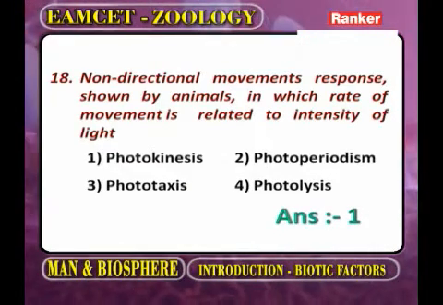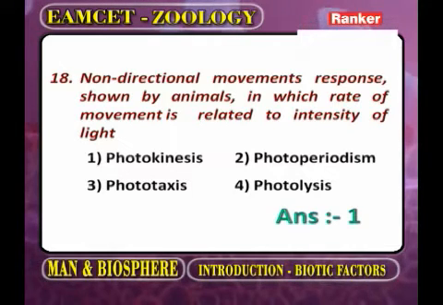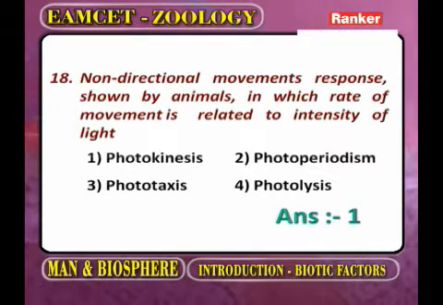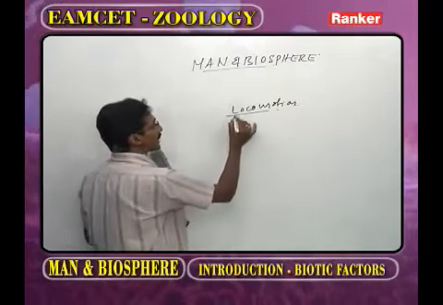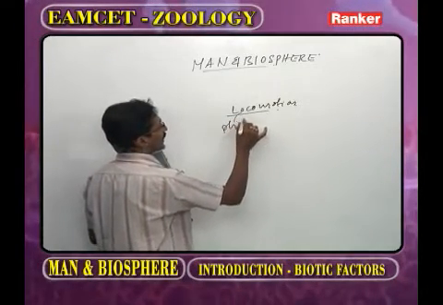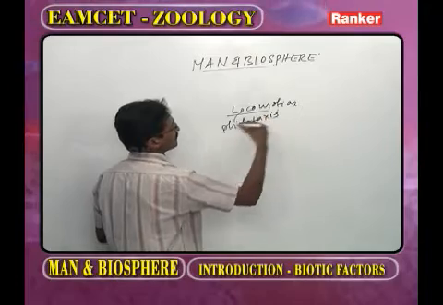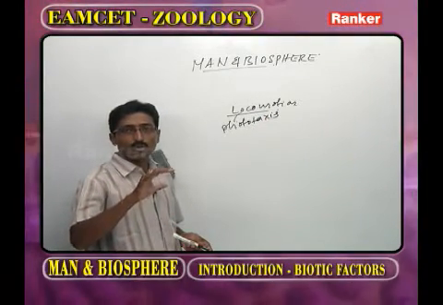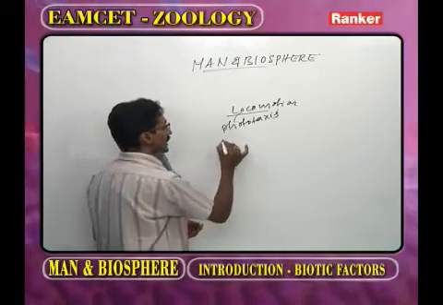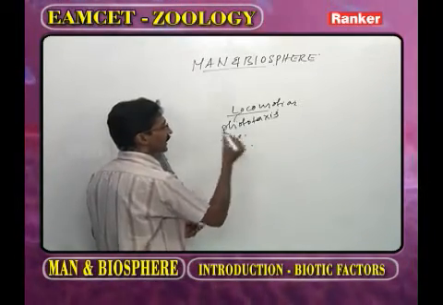Non-directional movements. Non-directional movements response shown by animals in which rate of movement is related to intensity of light. Now, effect of light on locomotion. Under this we have to discuss: one, we call it phototaxis. What is meant by phototaxis? The oriented locomotory movements. It is classified into positive and negative.